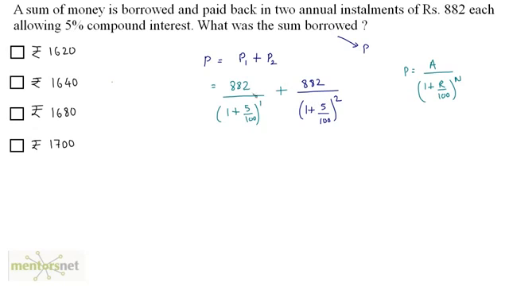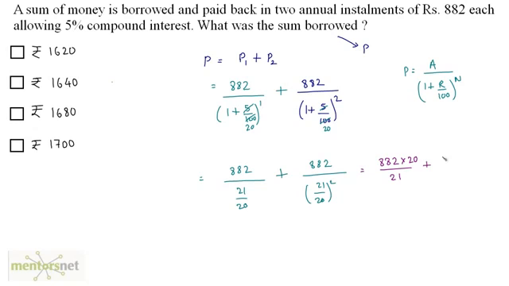So we have 5 times 20 is 100. Here also 5 times 20 is 100. So I have 882 divided by 21 by 20, plus 882 divided by 21 by 20 whole square, and that is equal to 882 times 20 by 21 plus 882 times 20 square, that's 882 times 400, divided by 21 square, which is 441.